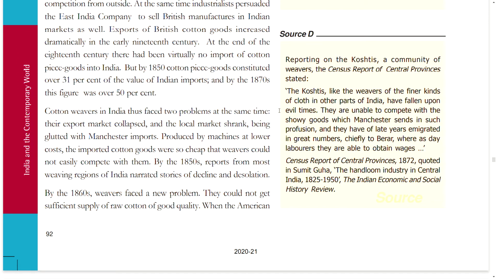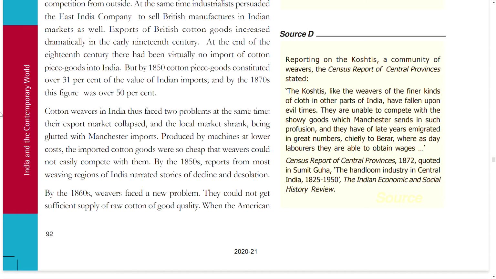Source D. Reporting on the Koshtis, a community of weavers, the census report of the Central Provinces stated: the Koshtis, like the weavers of the finer kinds of cloth in other parts of India, have fallen upon evil times. They are unable to compete with the showy goods from Manchester that come in such profusion, and they have of late years immigrated in great numbers chiefly to Berar, where as day laborers they are able to obtain wages. Census Report of Central Provinces 1872, quoted in Sumit Guha, The Handloom Industry in Central India 1825 to 1950, The Indian Economic and Social History Review.